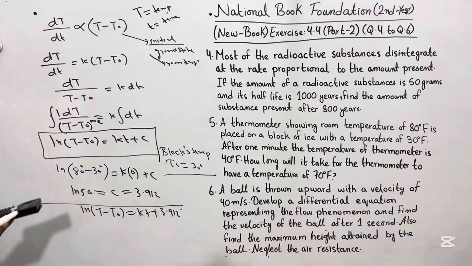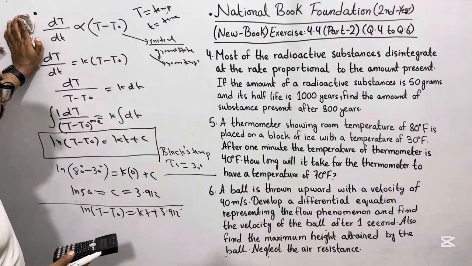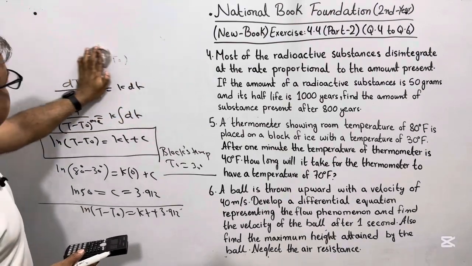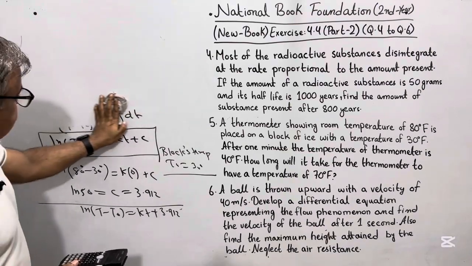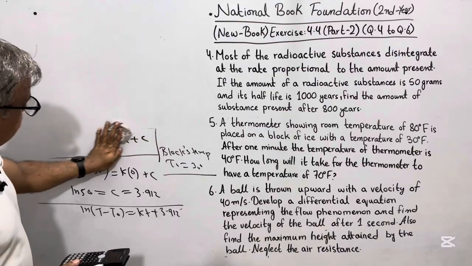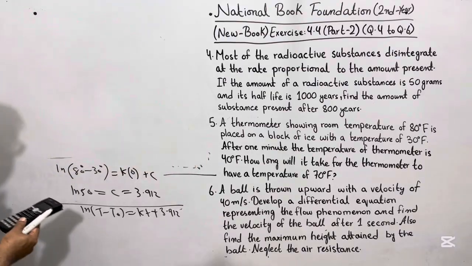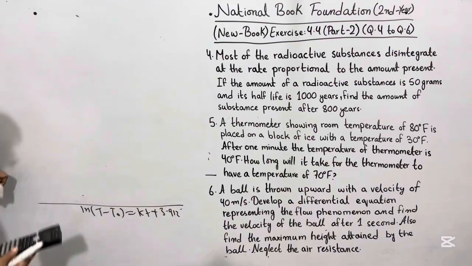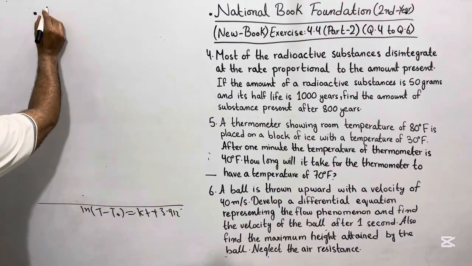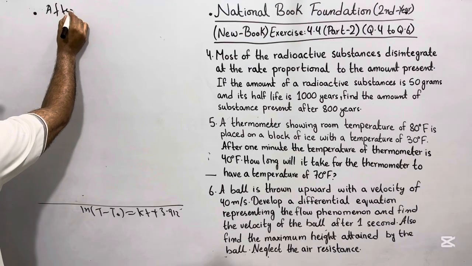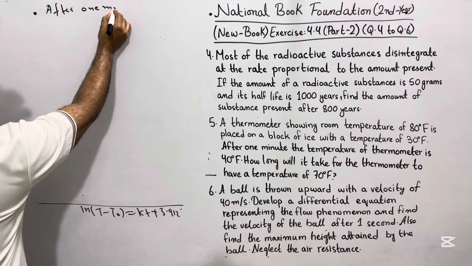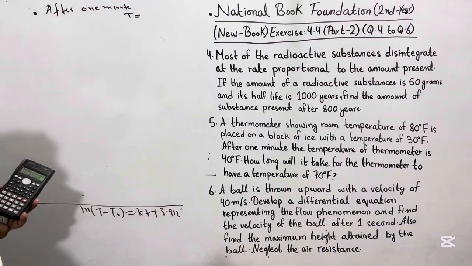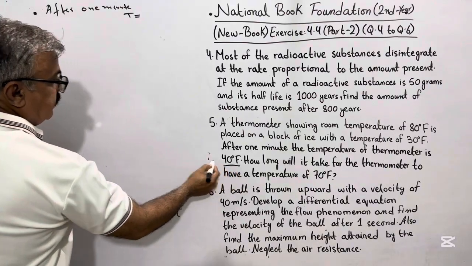We are placing it on a block of ice. Our block of ice is our room temperature, our ground state temperature. We have to compare every temperature with it. It's 30 degrees Fahrenheit. Now after 1 minute, our temperature is 40 degrees Fahrenheit.